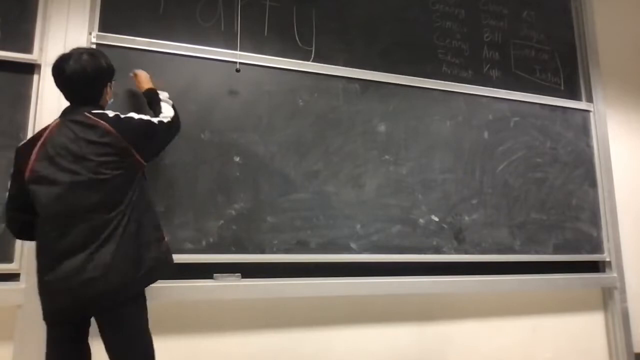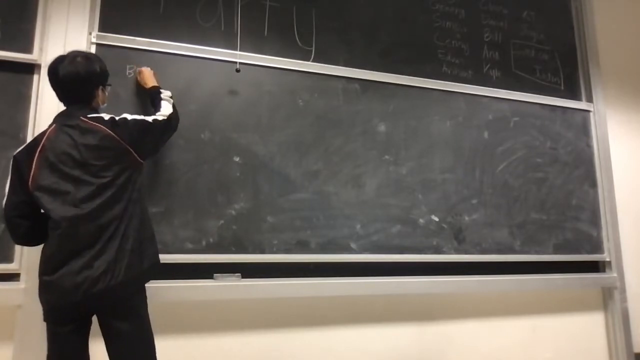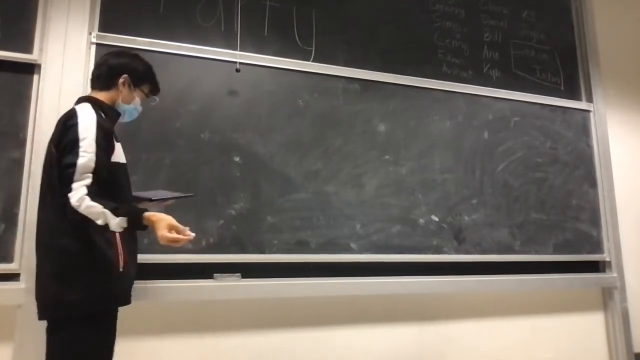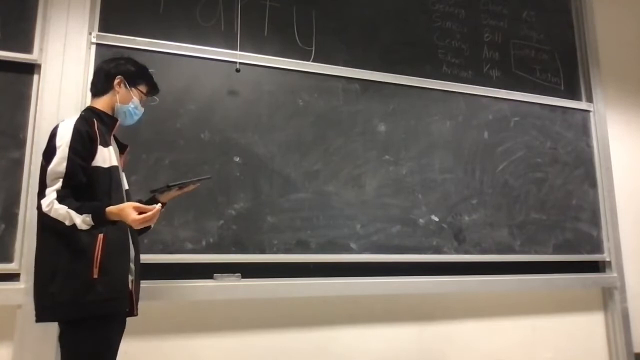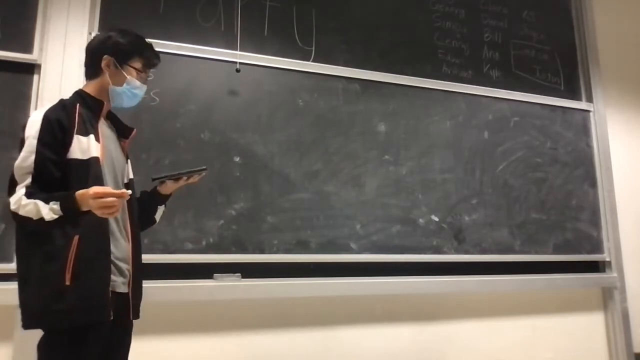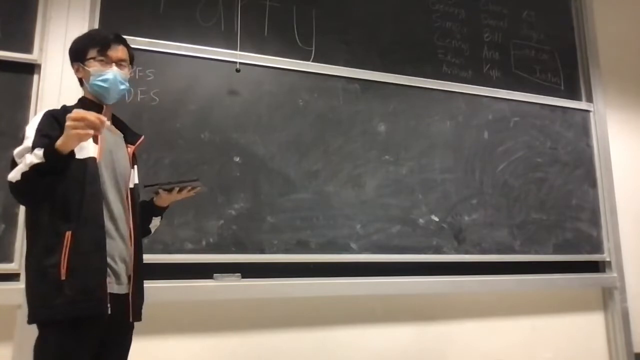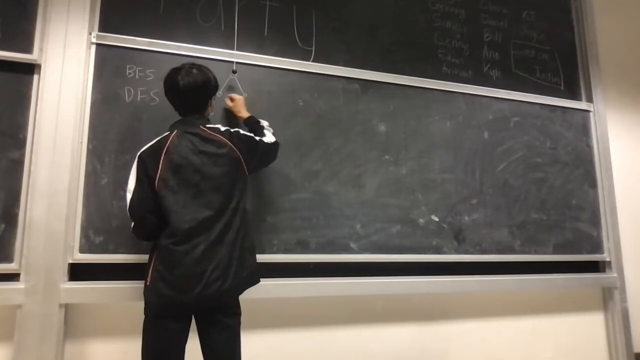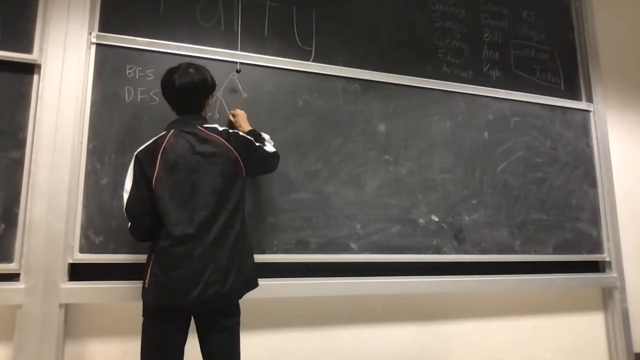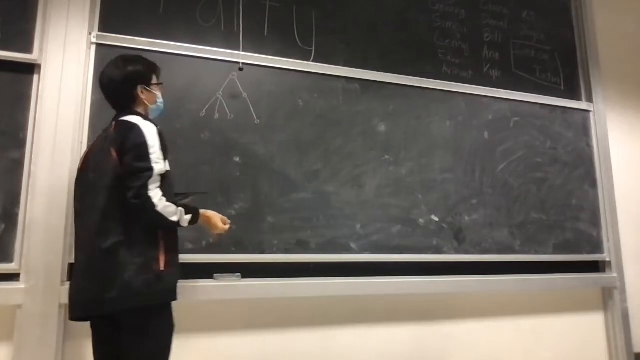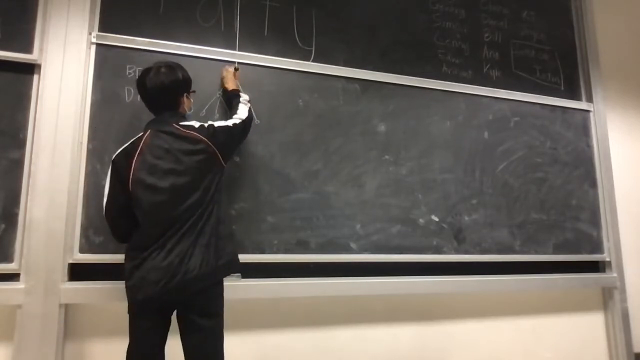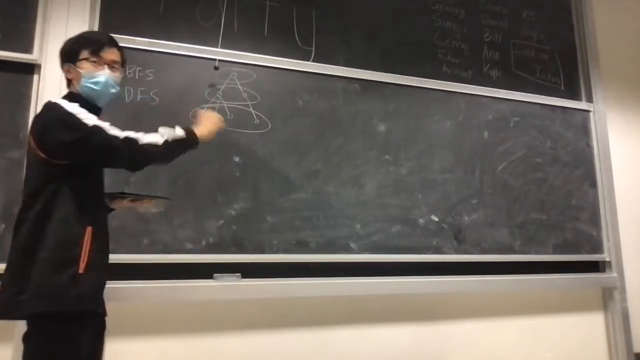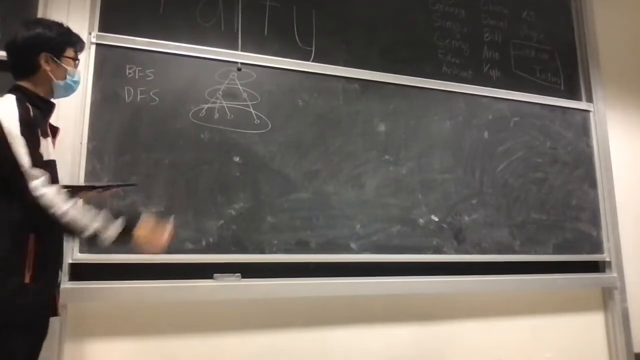Okay. So we have two different types of traversals, BFS and DFS. BFS stands for breadth first search, and that just means that we're traversing through a tree by level. So if we have an arbitrary tree like this, then we would first check this node, then these nodes, and these nodes. So that's what BFS is doing.